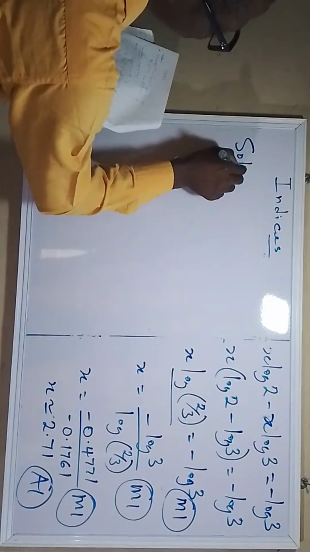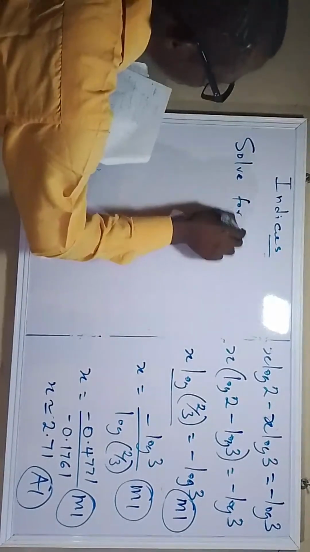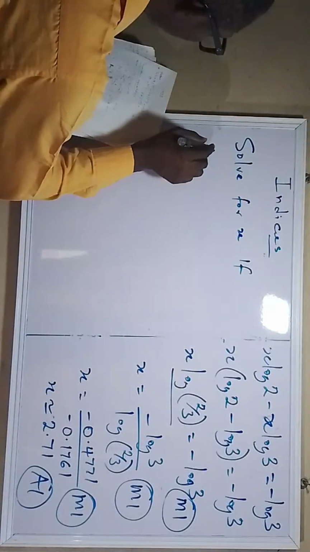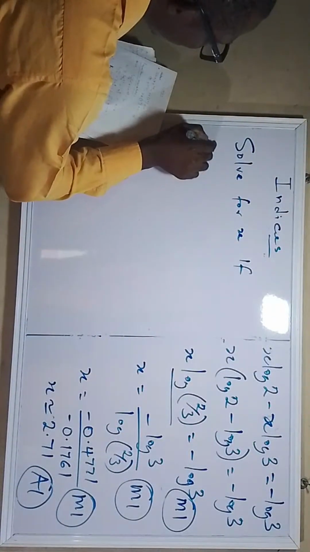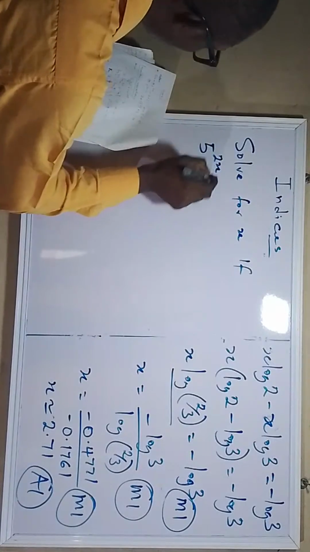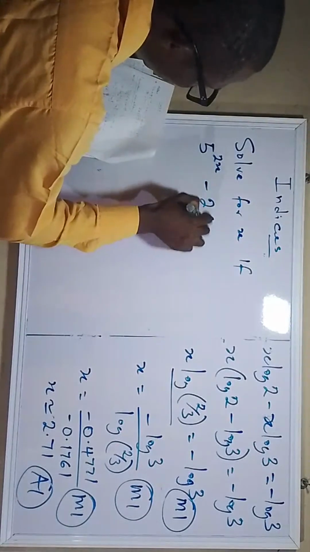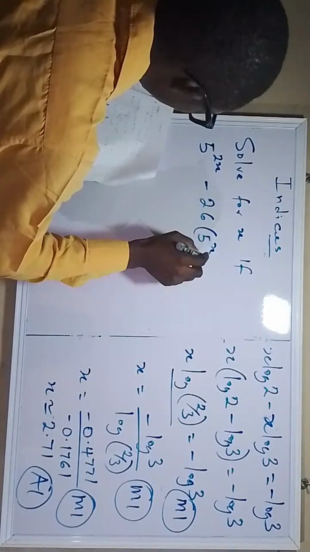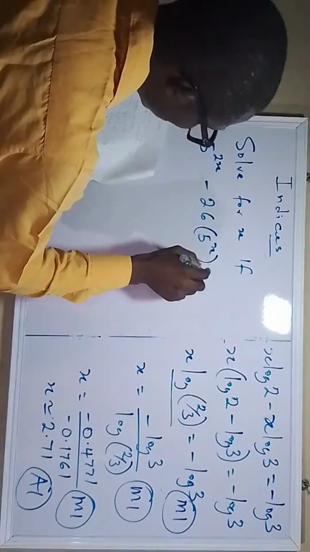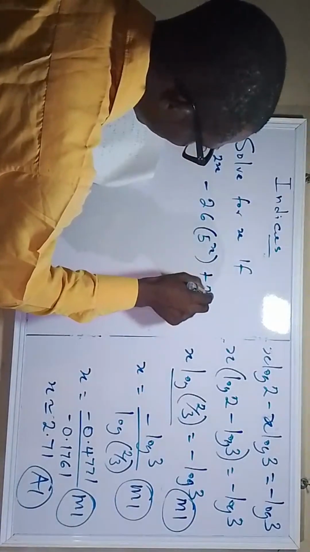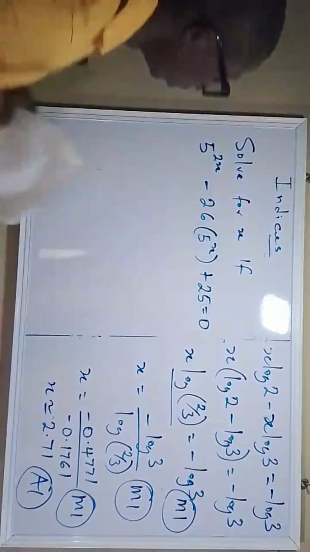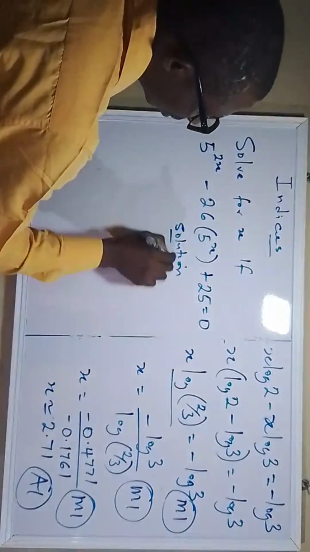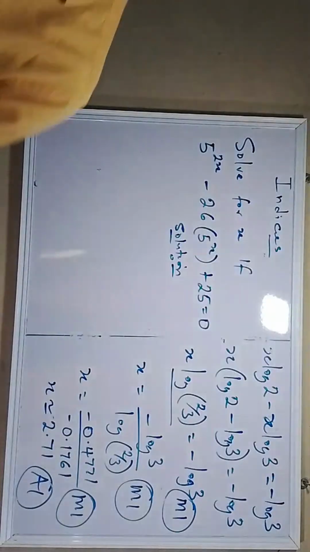Solve for x if 5 raised to the power of 2x minus 26 times 5 raised to the power of x plus 25 equals 0. Now let's solve this last question.